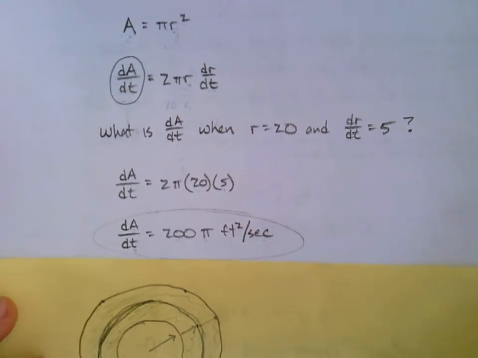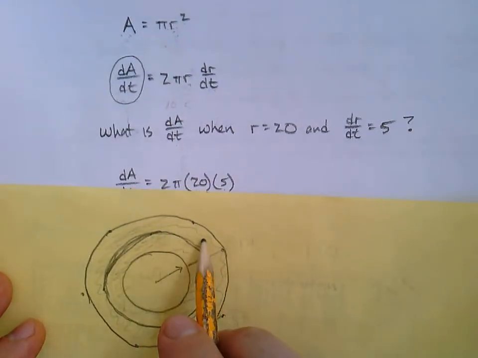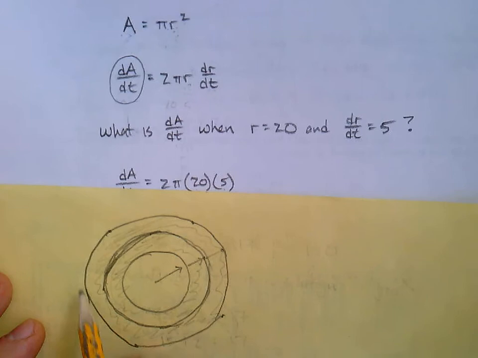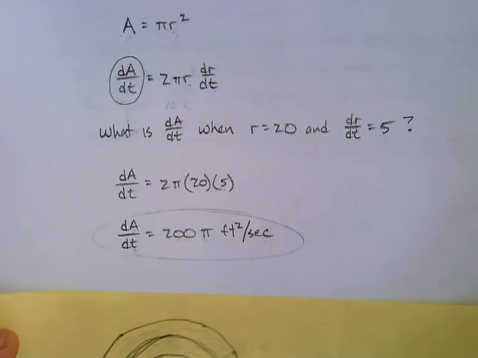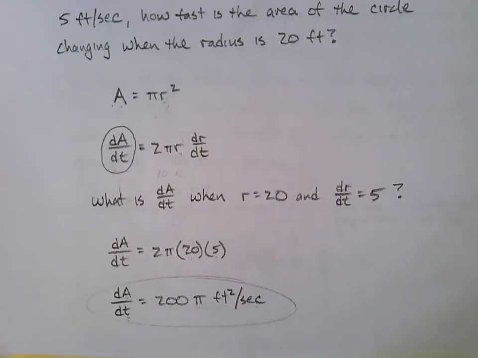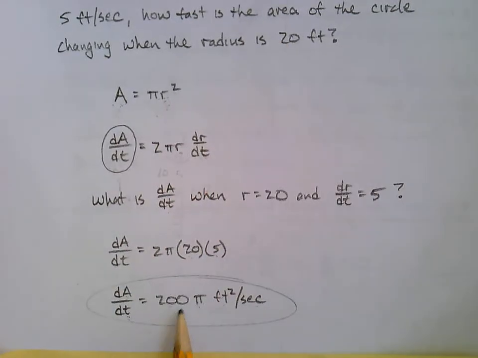And that makes sense, right? How fast is the area growing? Well, you're gaining feet squared, and it's happening every second. So at the moment, the radius is 20 feet. Right at that instant, the area is growing by 200 pi. That's a lot of feet squared per second. That is really fast. Okay.